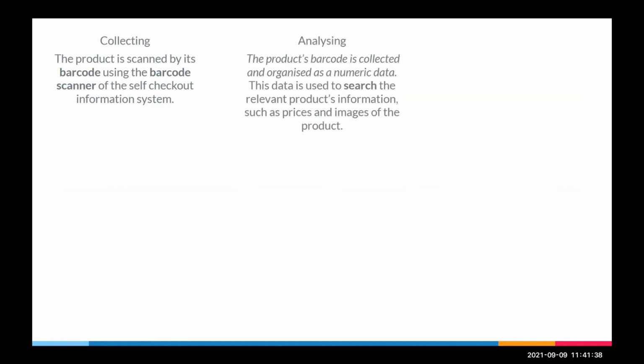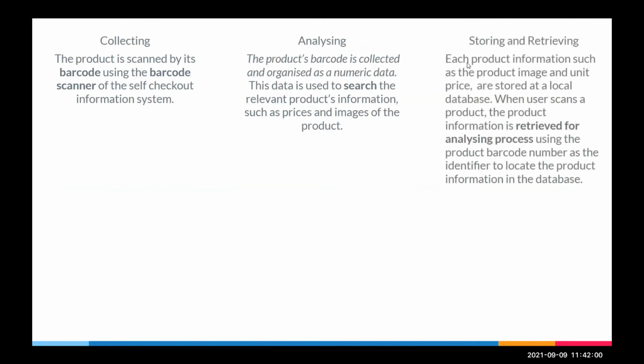And so, what is the collecting? The product is scanned by its barcode using the barcode scanner of the self-checkout information system. Analyzing. The product's barcode is collected and organized as numeric data. So I'm linking collecting with analyzing. Then this data is used to search the relevant product information, such as prices and images of the product.